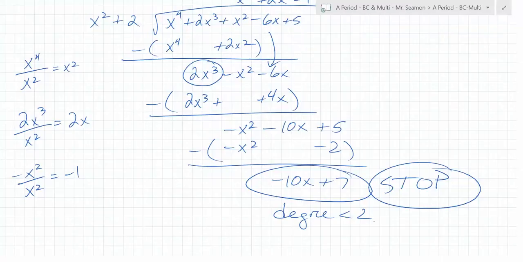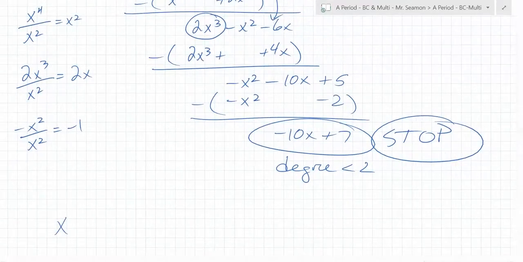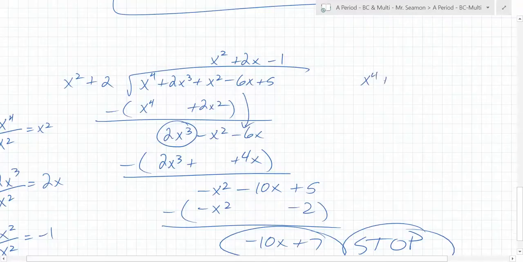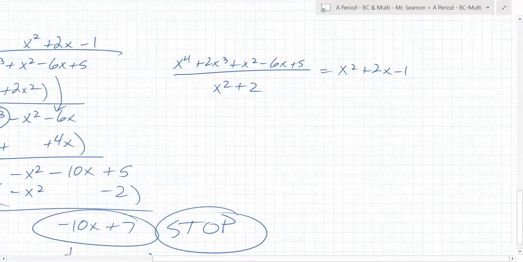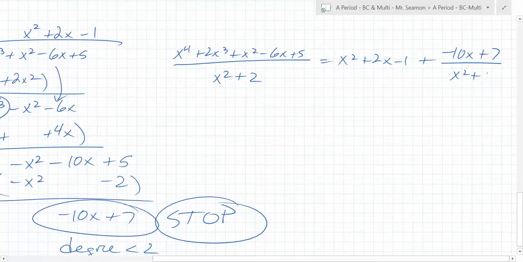So now, what can you say? You now know, I'll write it over here. X to the 4th plus 2x cubed plus x squared minus 6x plus 5 all over x squared plus 2. What does that equal? X squared plus 2x minus 1 plus negative 10x plus 7 over x squared plus 2.